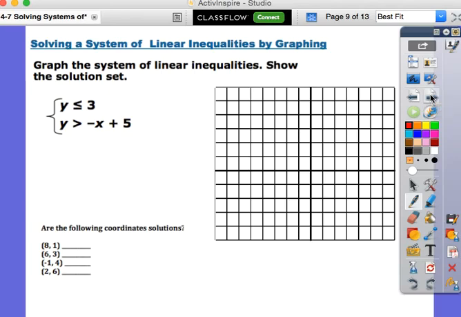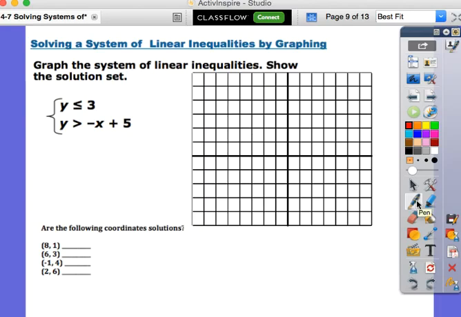So looking at the first inequality, we have y is less than or equal to 3. Now remember, this is one of those types of lines that is a horizontal line, okay, because it does not have the x, which means the slope is 0. So it's horizontal.